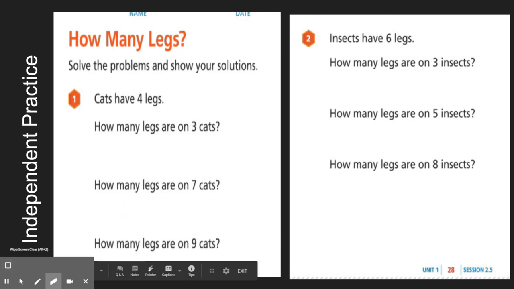Okay. So your next, number 2 is talking about insects. Insects have 6 legs. So then it would ask how many are on a certain amount of insects.